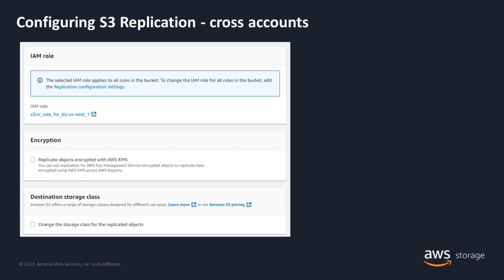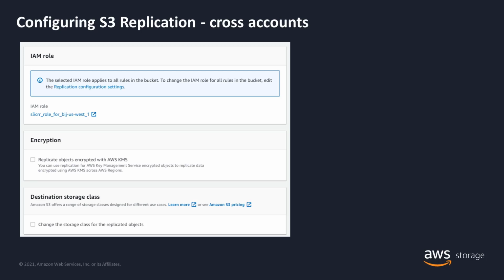Amazon S3 cannot replicate objects without your permission. You grant permissions with the IAM role that you specify in the replication configuration. Amazon S3 will assume the IAM role to replicate objects on your behalf. Here, I already have an IAM role pre-selected because I have other replications in this source bucket. Additionally, if your objects in the source are encrypted with AWS KMS, you will decide at this stage whether you want those encrypted objects replicated as well.